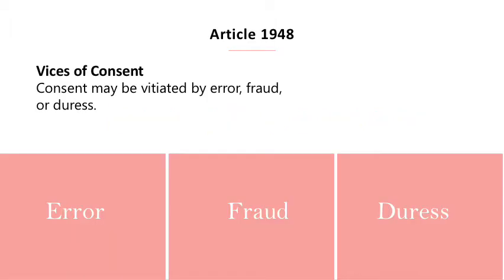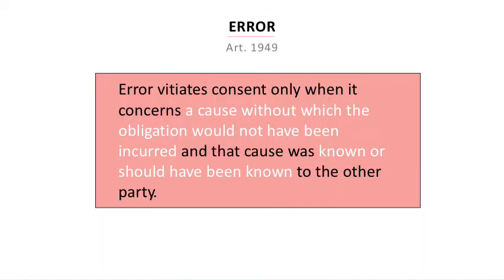So Article 1948 provides that consent may be vitiated by error, fraud, or duress. We begin with error. Per Article 1949, error vitiates consent only when it concerns a cause without which the obligation would not have been incurred, and that cause was known or should have been known to the other party.